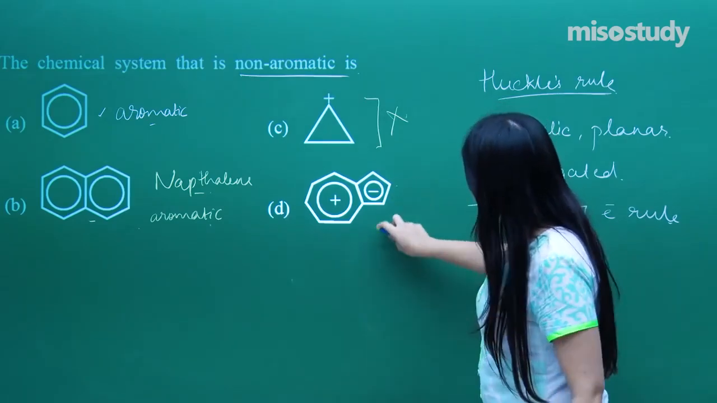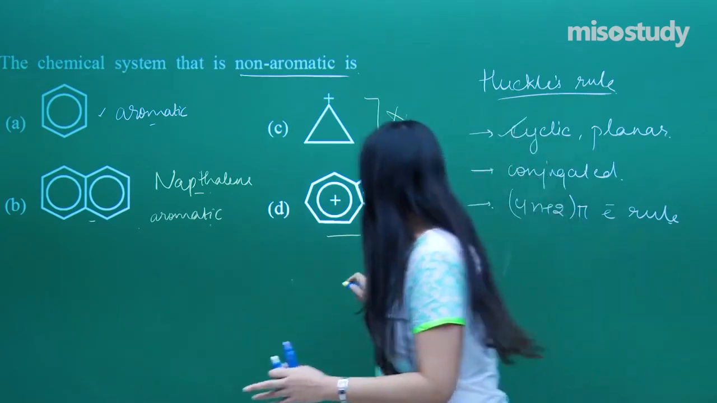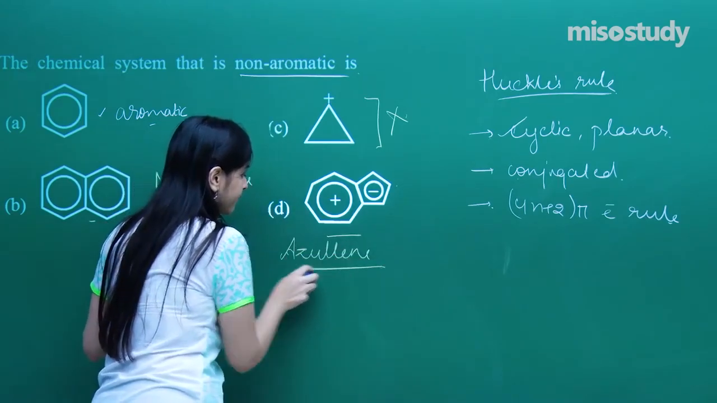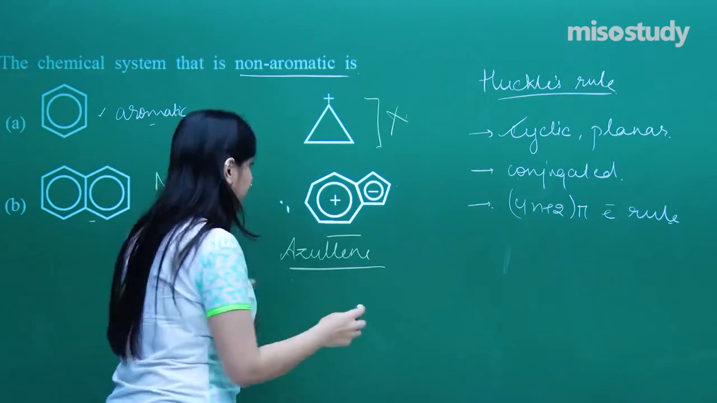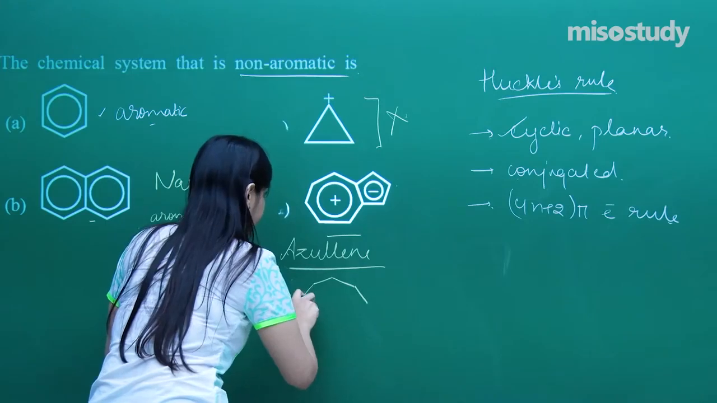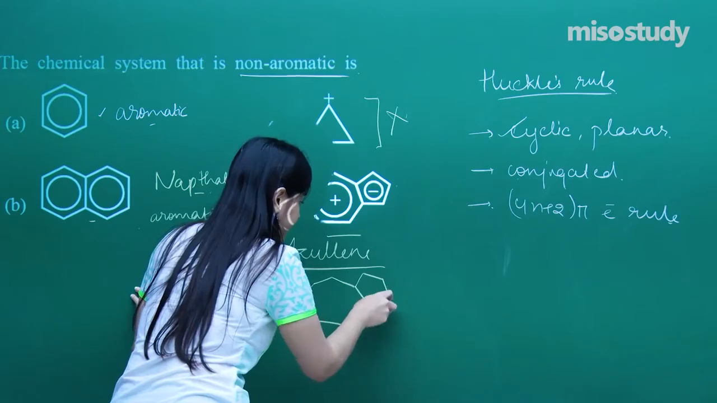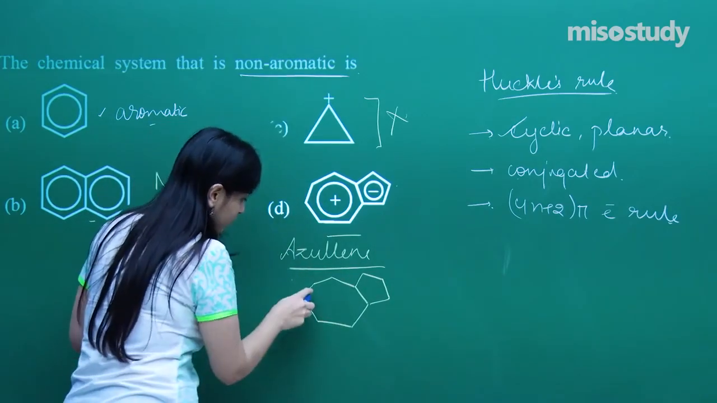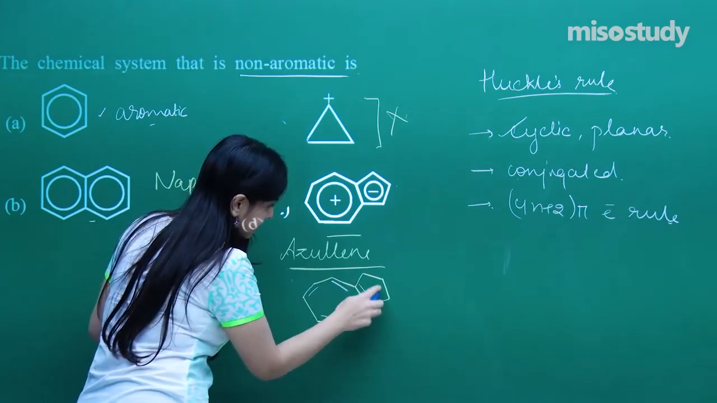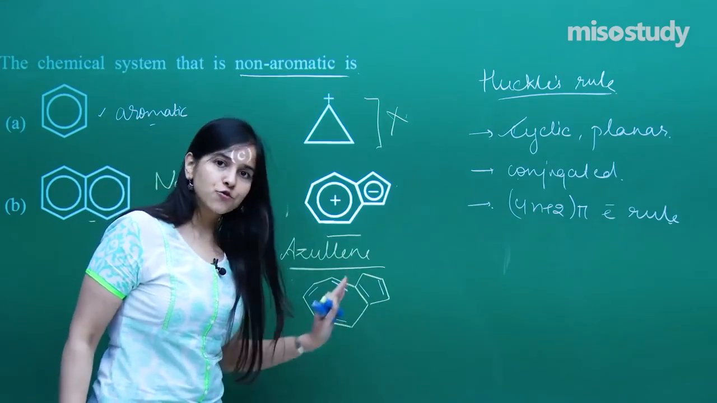What do we have over here? It looks like some kind of weird compound, but let me just tell you, it is azulene. And how does azulene basically look like? It is a 7-membered ring along with a 5-membered ring, and it has got conjugation in it. That is how the conjugated system exists in it. This type of conjugation exists in the 2 rings.